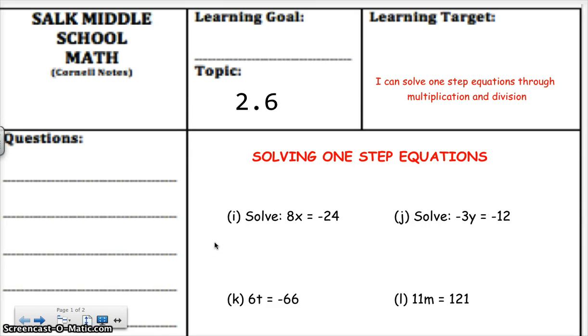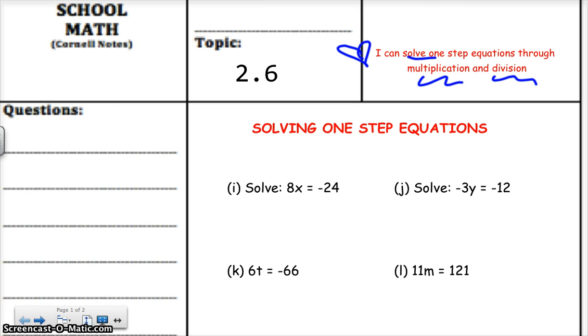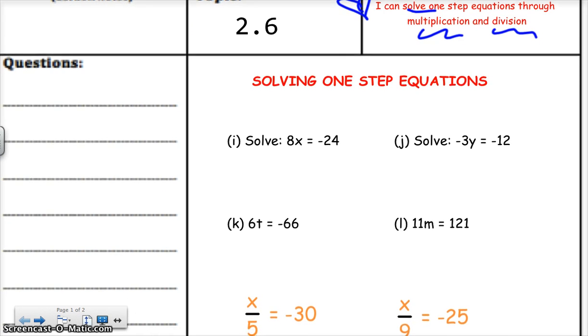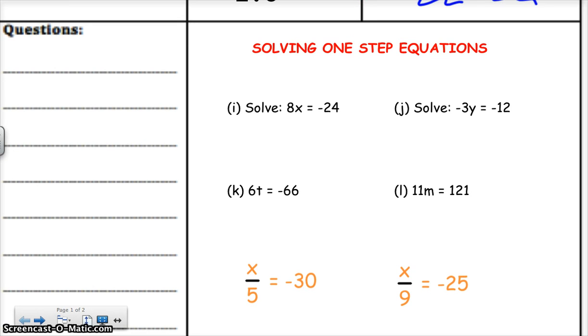2.6, just a little extension from 2.5. Our target: you can solve one-step equations through multiplication and division. We're just going to jump right into examples. There's not too much more I need to teach since I taught it all in 2.5. Again, the biggest thing that I do is I ask myself, what am I doing to x? How do I undo it?